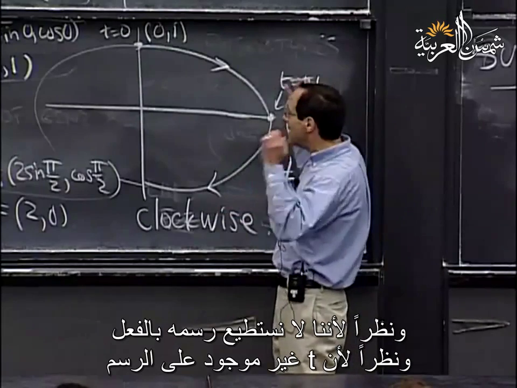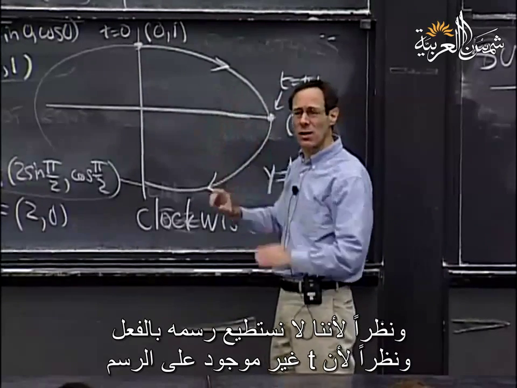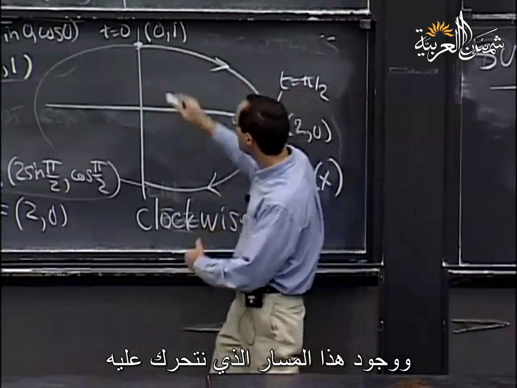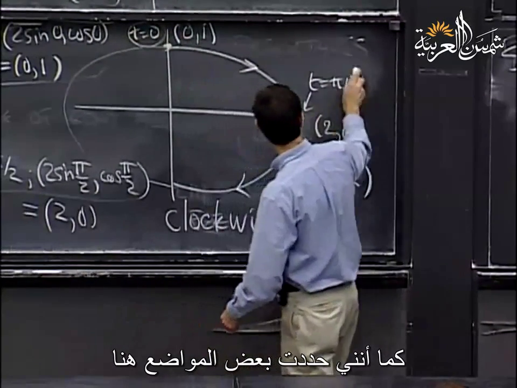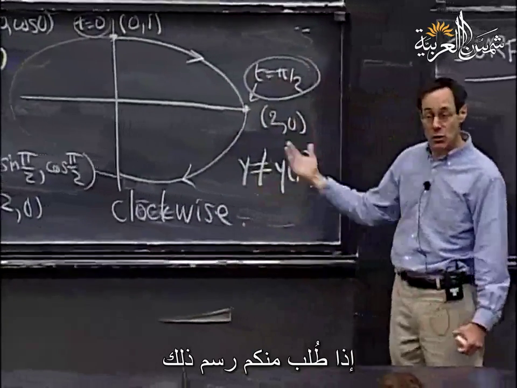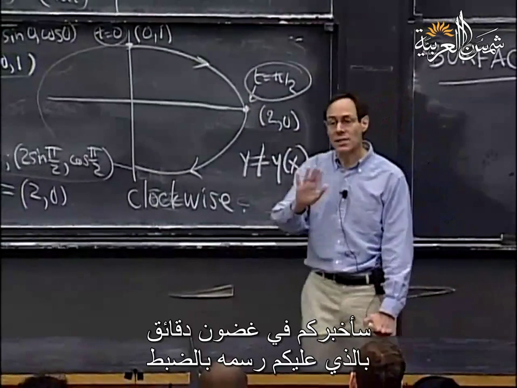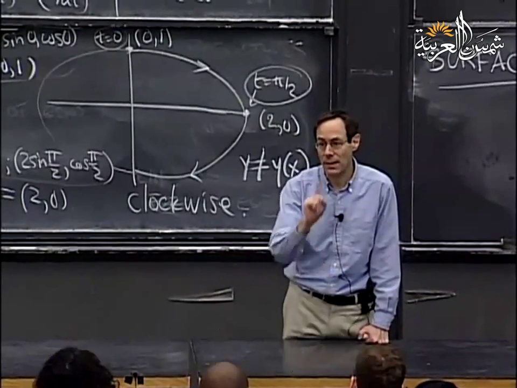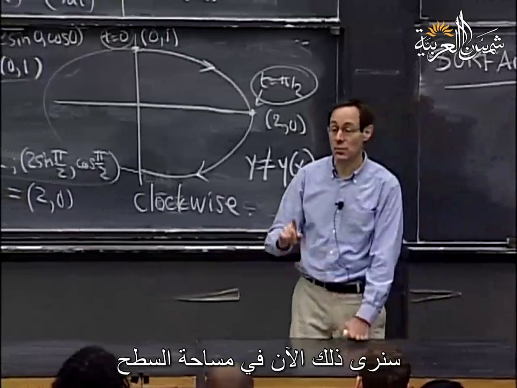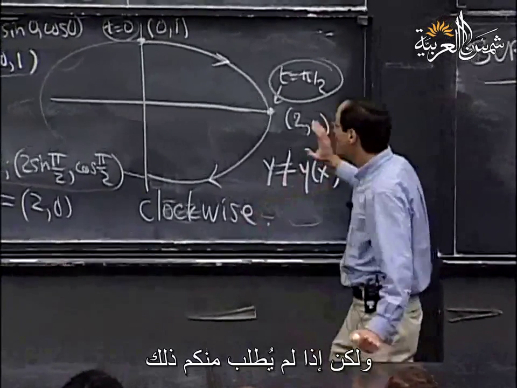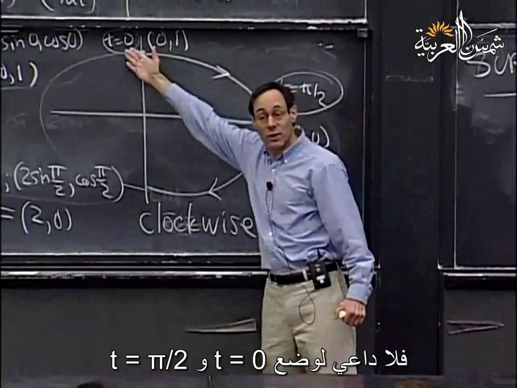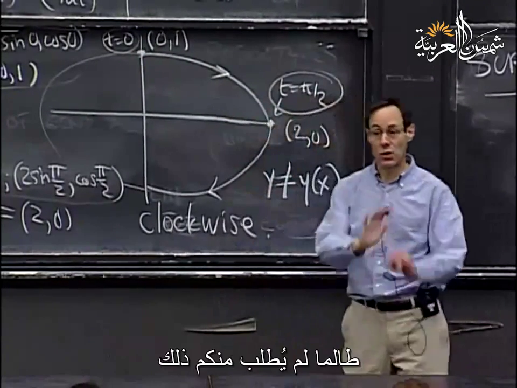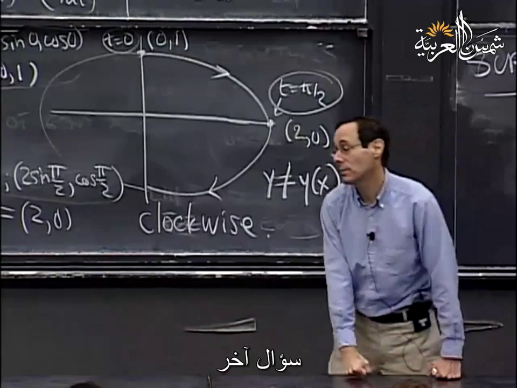Since I can't really draw it, and since t is nowhere on the map, you should imagine it as time, and there's some kind of trajectory which is traveling around. And then I just labeled a couple of the places. If somebody asked you to draw a picture of this, I'll tell you exactly where you need the picture in just a second. It's going to come up right now in surface area. But otherwise, if nobody asks you to, you don't even have to put down t equals 0 and t equals pi over 2 here, because nobody demanded it of you.